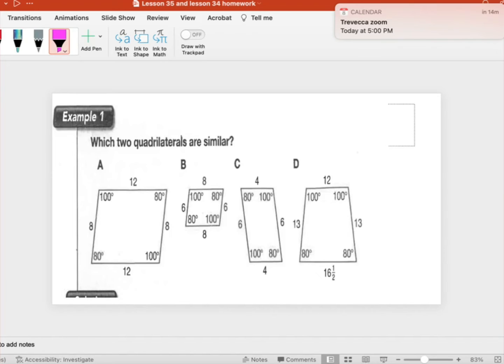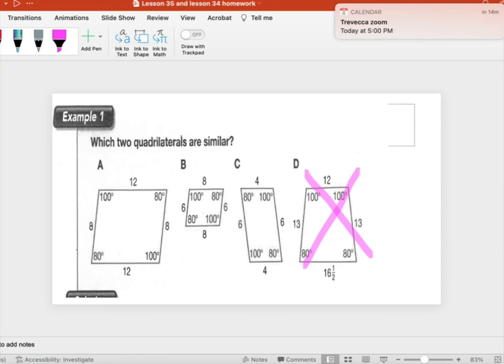Here we have the question: which two quadrilaterals are similar? To be similar, we have to have the same angles. Here we have 80, 80, 100, 100. This one has not got the same configuration of angles as the other ones do. Now, the sides must be proportional.